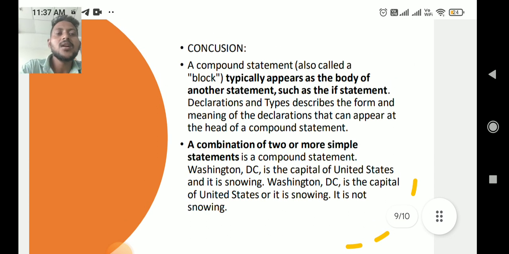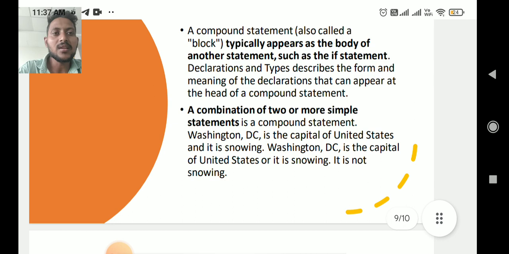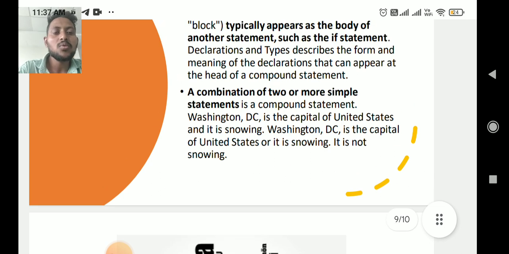Conclusion. A compound statement is also called a block, and typically appears as the body of another statement, such as the if statement. Declarations and types describe the forms and meaning of the declaration. They can appear at the head of a compound statement. A combination of two or more simple statements is a compound statement.